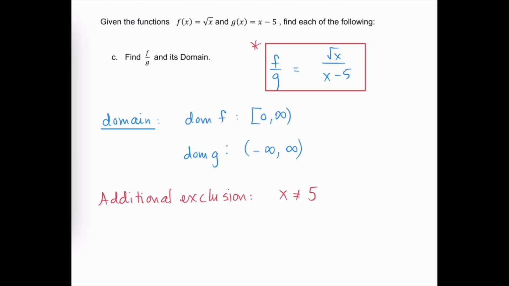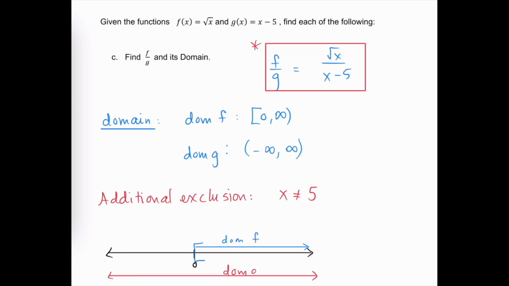So before we write this domain in interval notation, let's first look at all of this on a number line to get a clear understanding of what's going on here. So we have the domain of f, which is from 0 to positive infinity. We have the domain of g, which is all real numbers. And then we have the value 5 that needs to be excluded. So we're going to chop out the 5.